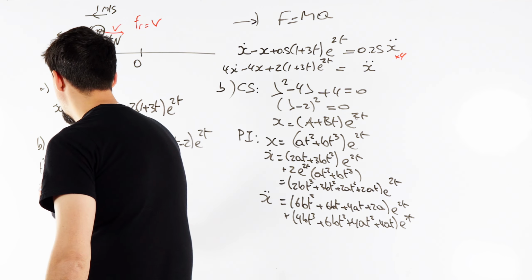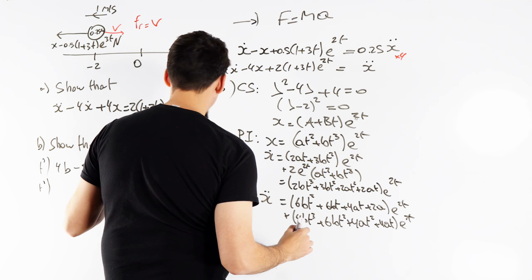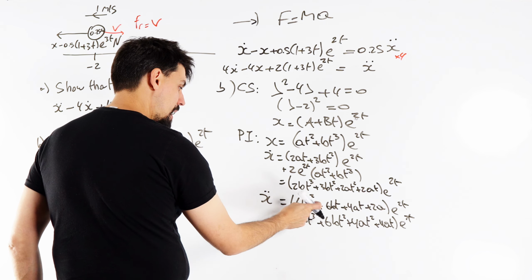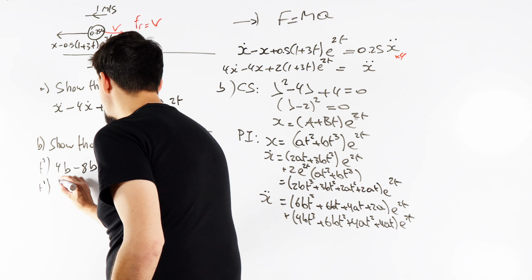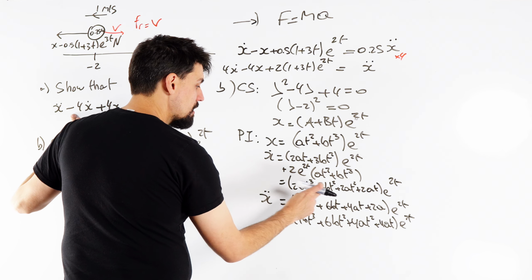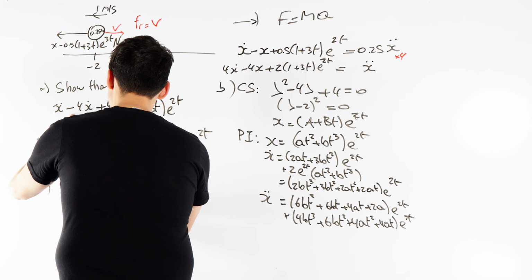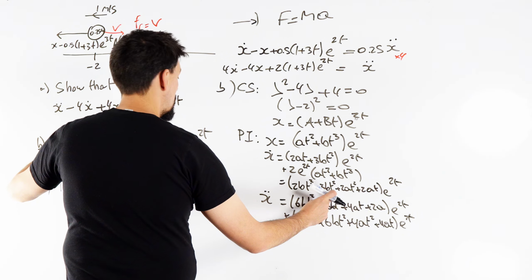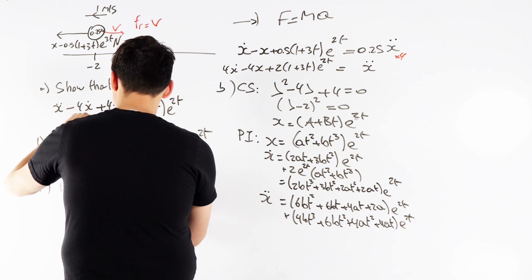Sorted. Let's look at the t squares. So x double dot, how many t squares do I get? I get 6bt squared from there, 6bt squared from there. That is 12b t squared from there. Minus 4x dots, that's minus 12b. Well, that's already quite reassuring for me. Plus 4b.